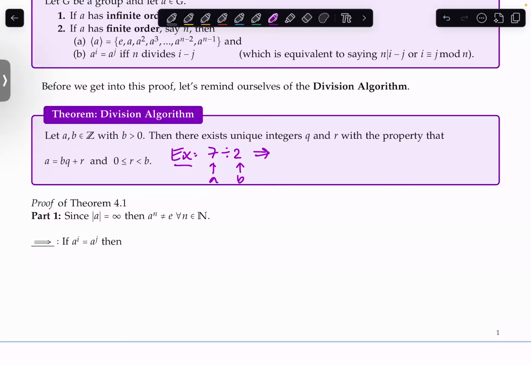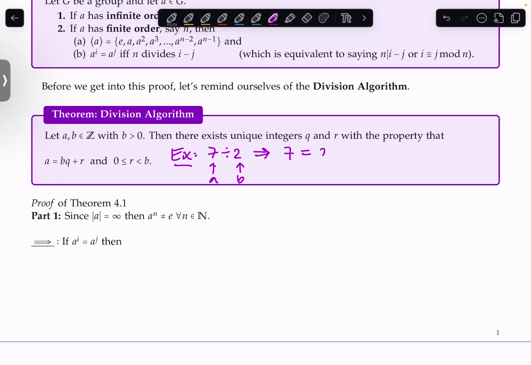Okay, so really I want to think, how can I rewrite 7 in terms of a multiple of 2? I might not get something nice here. I could get a remainder. That remainder is really that r piece here. So here, how many times can I divide 7 by 2? I can do it a whole 3 times before going over.